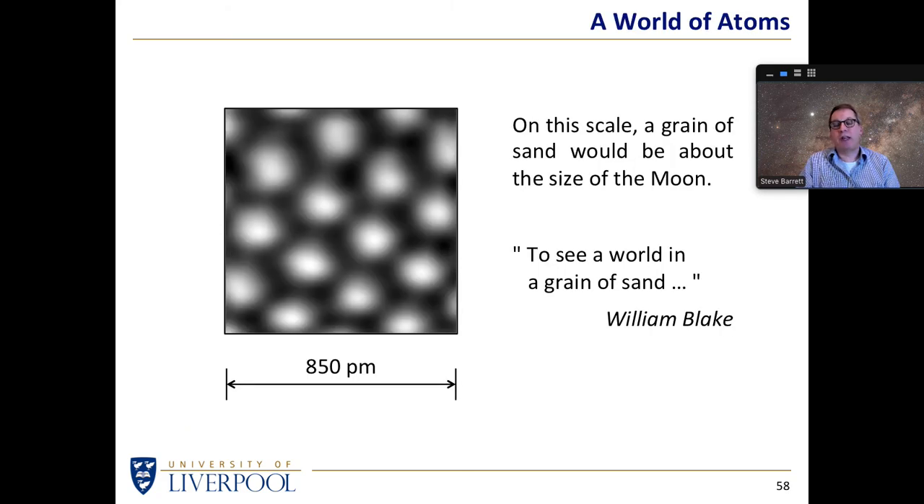Not a picture I've taken, but I love this picture. It's an image of individual atoms. Note the scale, less than 1 nanometer, less than 1 billionth of a meter on each side, 850 picometers. So we're looking at a handful of carbon atoms there, imaged with a scanning tunneling microscope. If you were to imagine that's what individual atoms are, how big would a grain of sand be on the same scale that we're looking at?